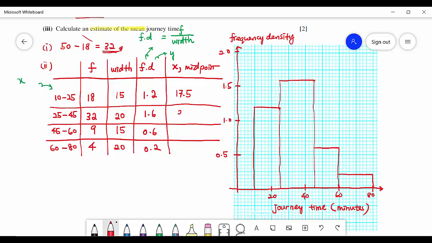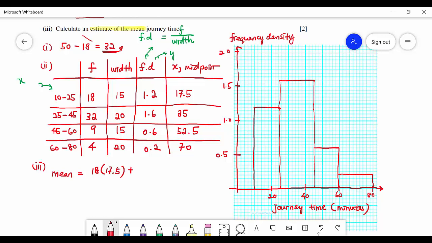After that, the rest of the midpoints will be 35, 52.5 and also 70. For part number 3, they want us to calculate the estimate of the mean. The formula is summation of fx divided by the summation of f. Now, what is the summation of fx? You take the frequency multiplied by the midpoint. So the frequency is 18 for the first class, multiplied by the midpoint, which is 17.5.